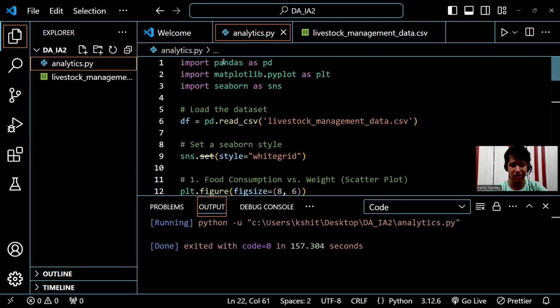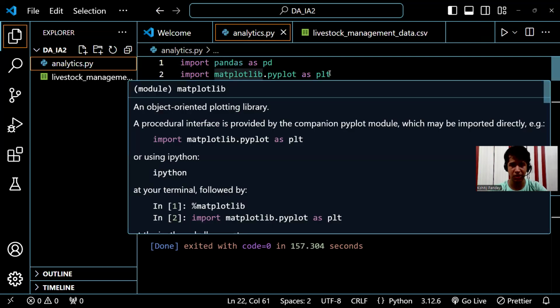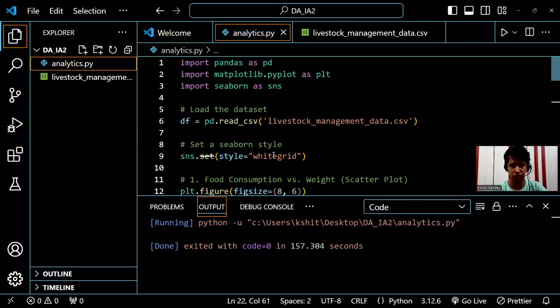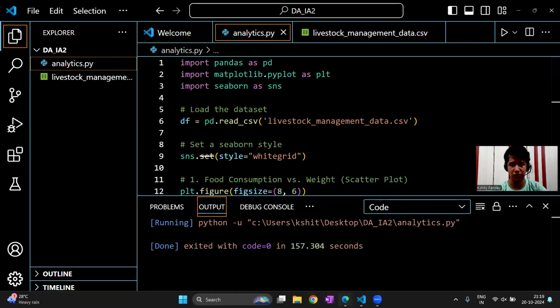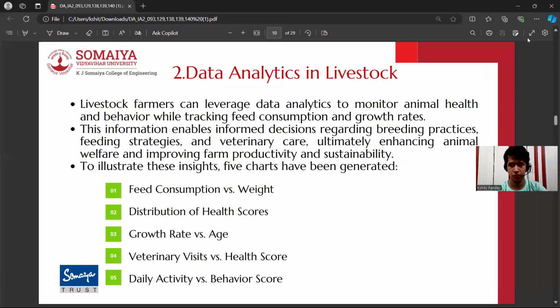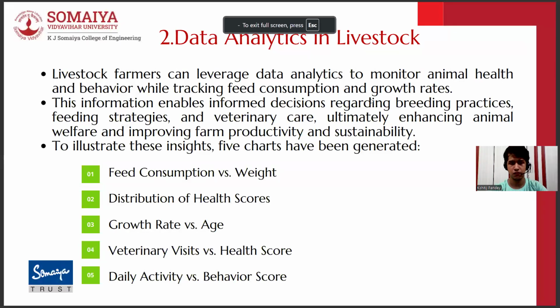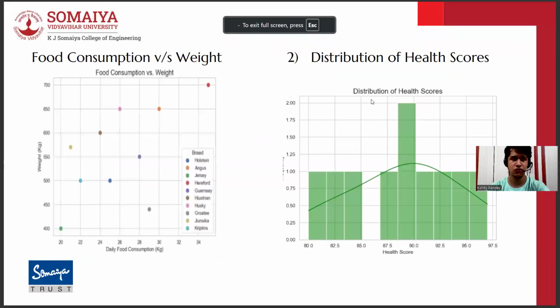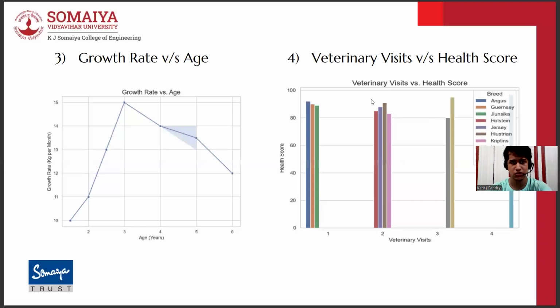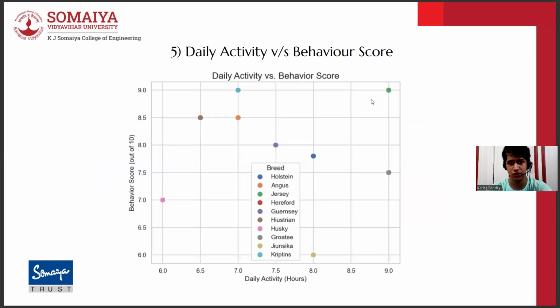So this is the implementation of my part of livestock analysis. We have used the pandas library, matplotlib library, and Seaborn. Let us move on to the further part of the PPT. We have seen each of these graphs: food consumption versus weight, distribution of health scores, growth rate, maternity visits versus health score, and daily activity versus behavior.